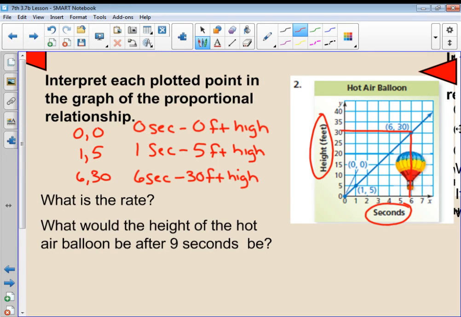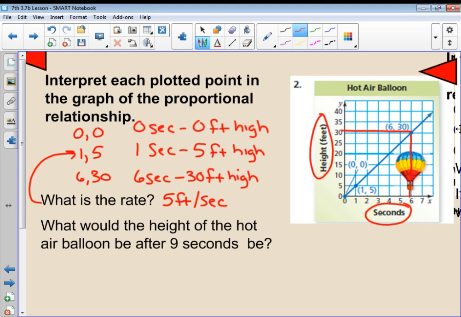Okay, so now what is the rate? So my rate, I'm just going to pull from right here, my rate is 5 feet per second. And I know that's reversing it. Remember, rate is always your slope or your rise over your run. So that's where you're putting your y over your x.